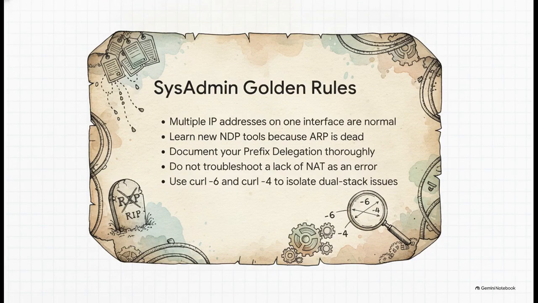Okay, if you're going to take a screenshot of anything today, make it this list of golden rules for sysadmins. 1. Multiple IP addresses on one interface? Totally normal. 2. ARP is dead, so learn your new NDP tools. 3. Document your prefix delegation so an upstream change doesn't silently nuke your routing. 4. Stop trying to use NAT as a security tool. And 5. When you're troubleshooting, explicitly isolate your dual stack issues using specific commands like curl -6 and curl -4.